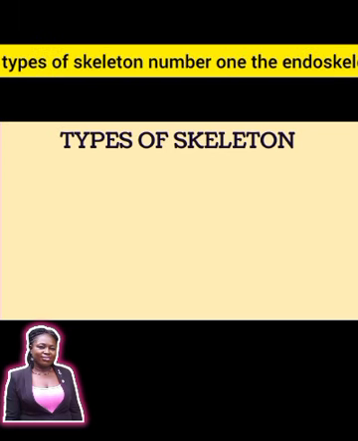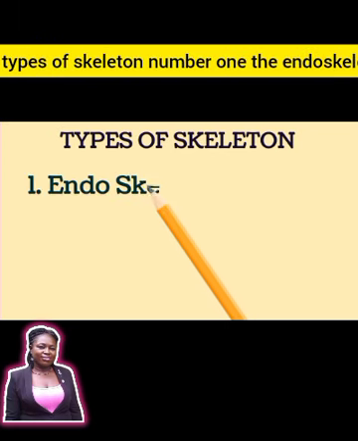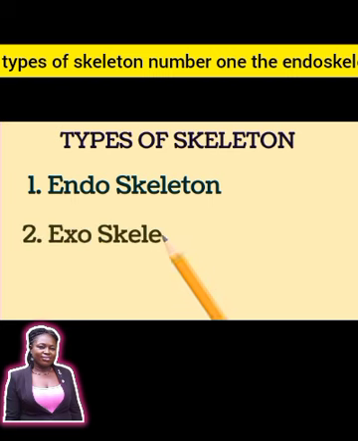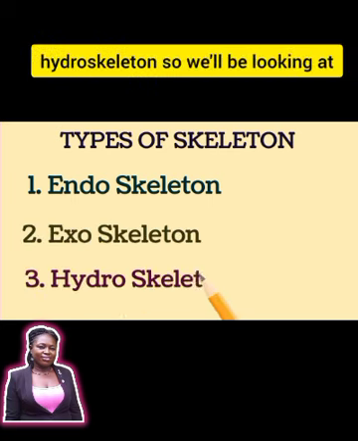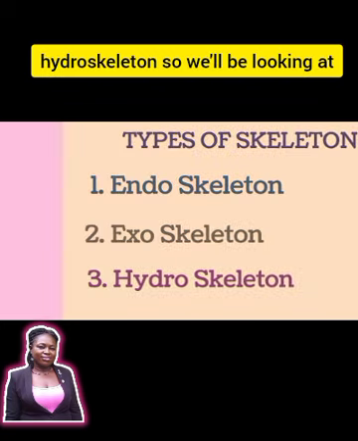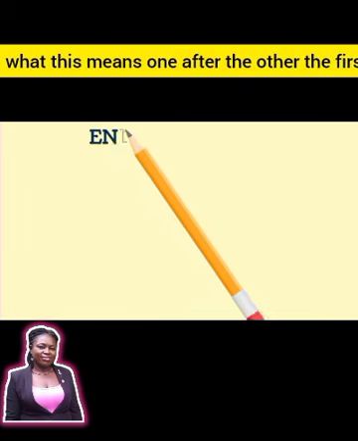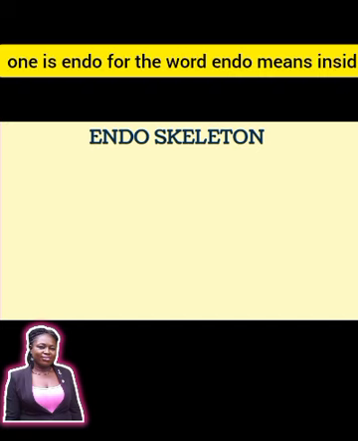Now, let's look at types of skeleton. Number one, the endoskeleton. Two, the exoskeleton. And the third one is the hydroskeleton. So we'll be looking at what this means one after the other. The first one is endo. The word endo means inside.